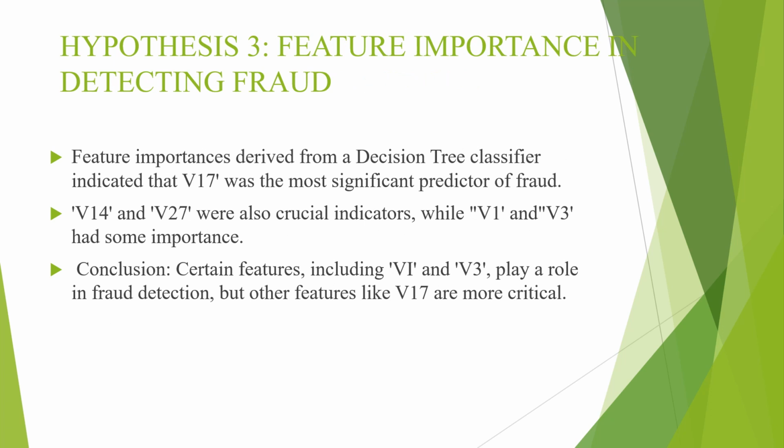Hypothesis 3: feature importance in detecting fraud. Feature importance derived from a decision tree classifier indicated that V17 was the most significant predictor of fraud. V14 and V27 were also critical indicators, while V1 and V3 had some importance. Conclusion: certain features, including V1 and V3, play a role in fraud detection, but other features like V17 are more critical.